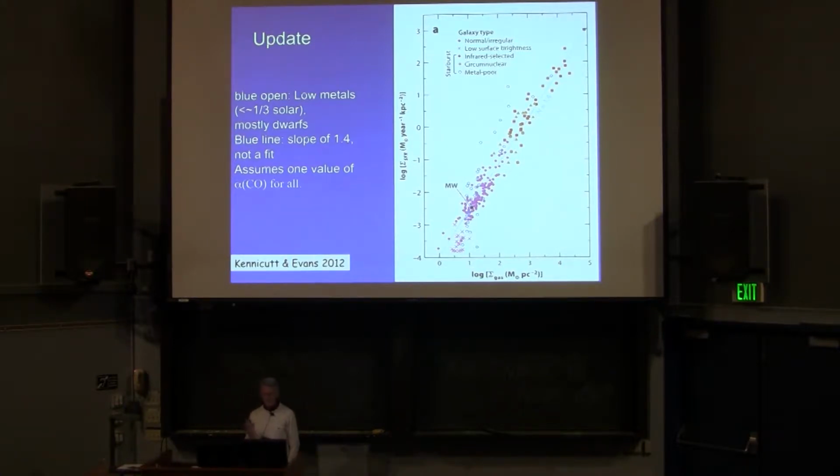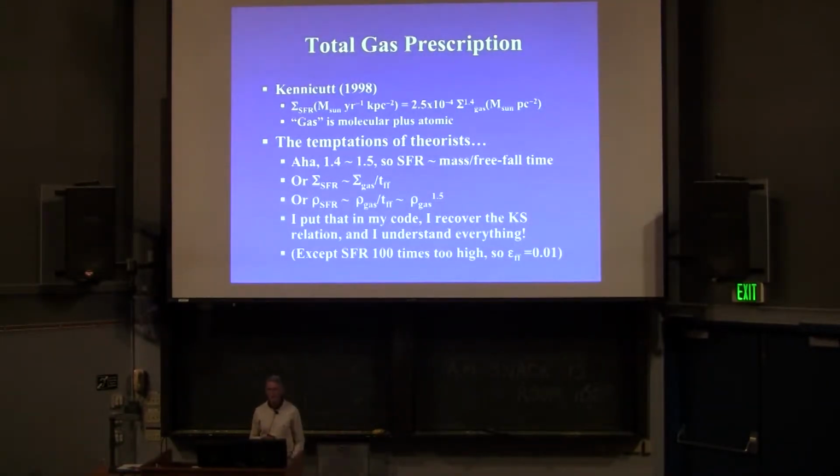Okay. And you notice a couple of things that deviate. In particular, those open blue circles are metal poor galaxies. And probably what's going on there is that the surface density of the molecular gas is being underestimated by using a constant conversion factor. So there are issues that you can see starting to emerge out of this diagram, even though to first order it still does a good job. So the total gas prescription is this equation here, with the surface density of gas to the 1.4. And here gas is molecular plus atomic.